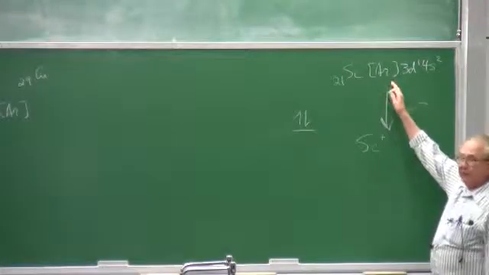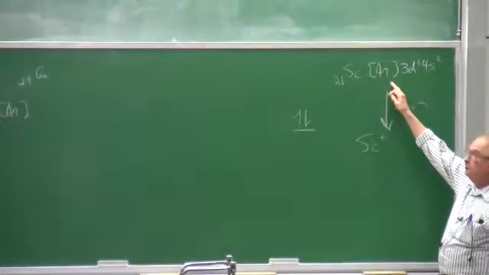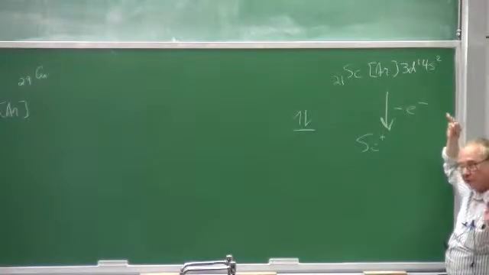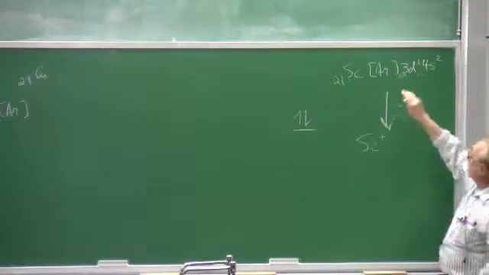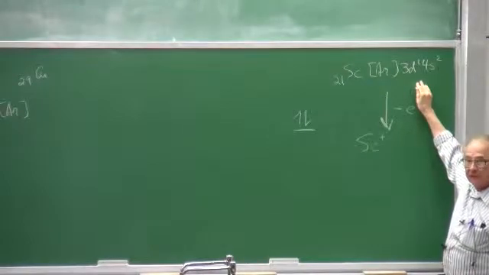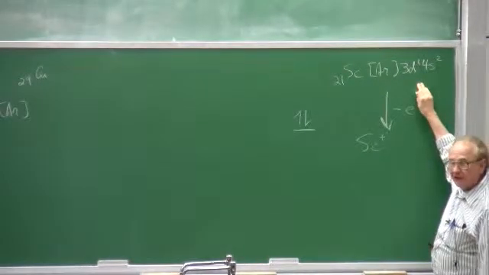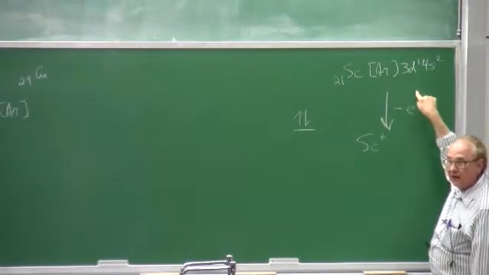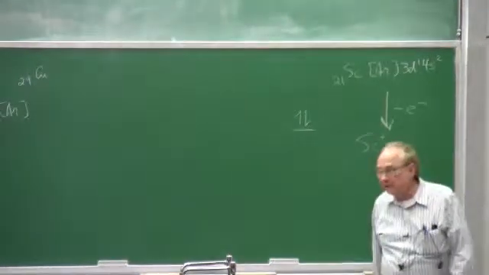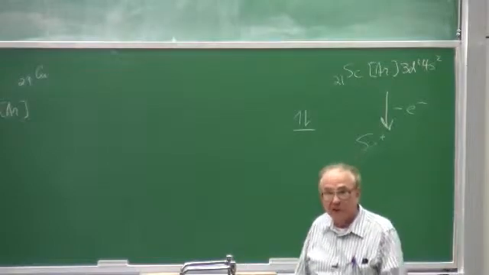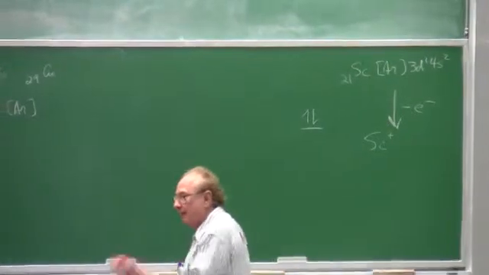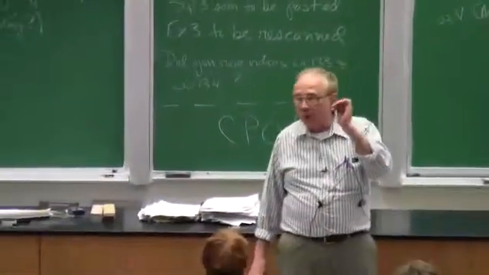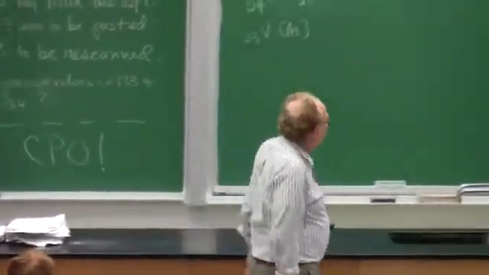So I write the configuration for scandium after I developed it like this. Rather than 4s2 3d1, which is the order in which I developed the configuration, I write it like this after the configuration has been developed, because when I ionize this thing, the highest n value electrons always go first in the ionization process. It's a simple thing to obey because there's no exceptions to it. When you ionize any species, the highest n value electrons always go away first.